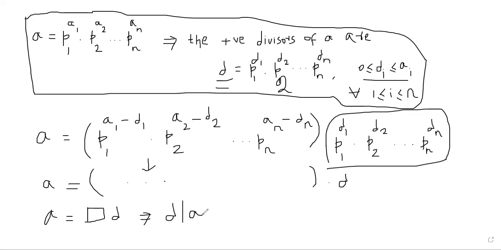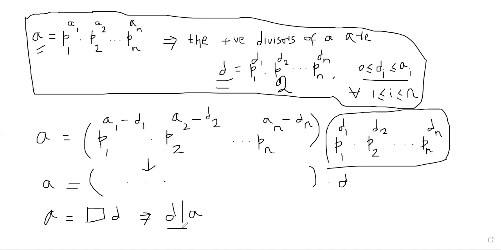Okay. So we found out that if each exponent is less than or equal to the corresponding exponent, you have a divisor of a. That's the divisor d. So given the prime factors, we will be able to easily derive all divisors of that number. Okay. All right. What about the other way around?